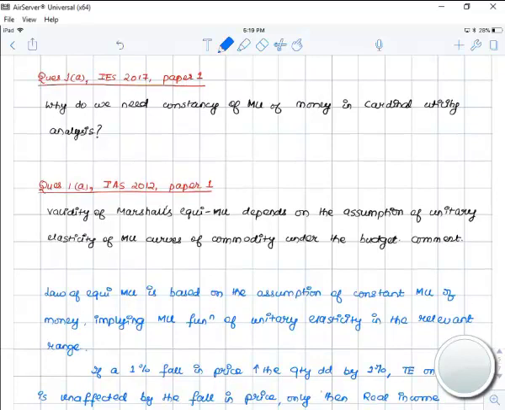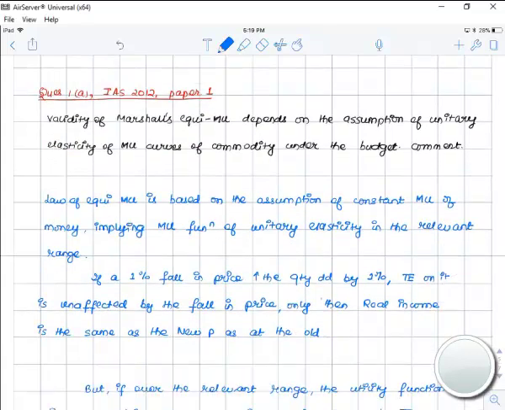Question number 1A, IES 2017 paper. Why do we need constancy of marginal utility of money in the cardinal utility analysis? We have already done this question. If you look at the initial part of the lecture, we have said that there is an assumption of the constant marginal utility of money. We have discussed this. So you can write this in your answers.